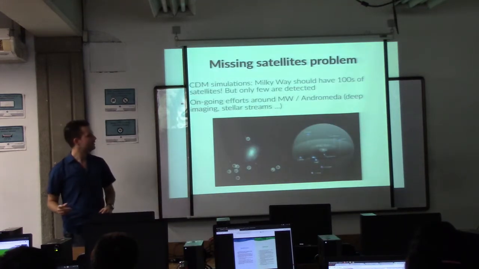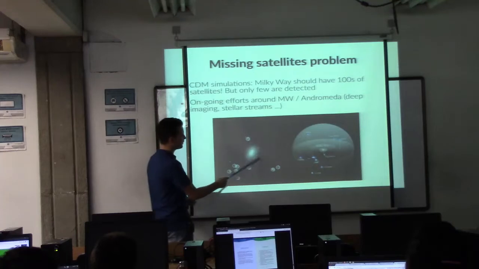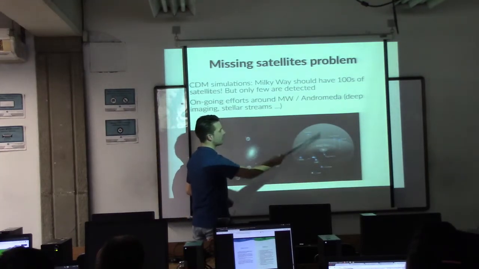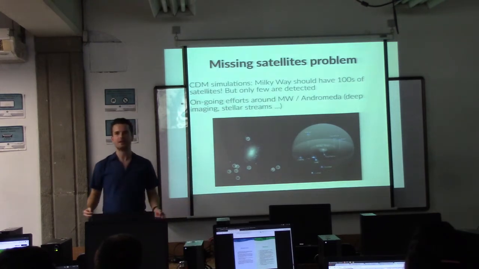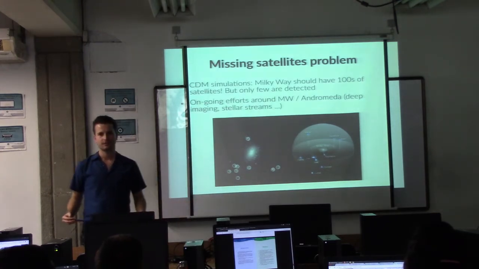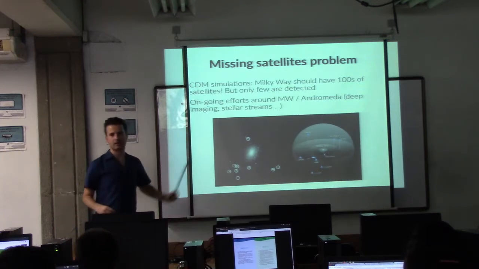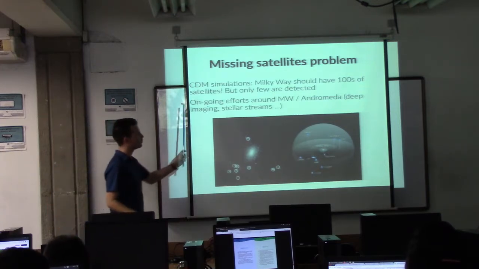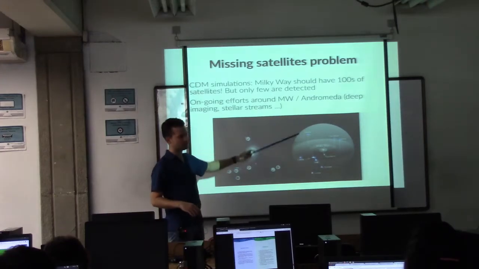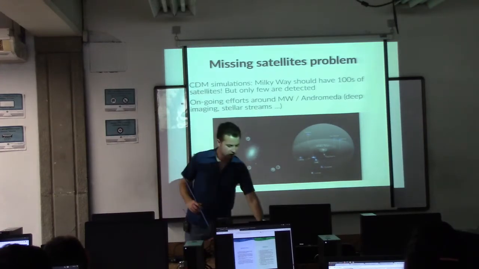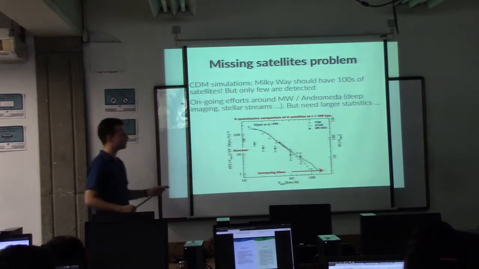Here is another snapshot from a different simulation. Here is an old plot of how many satellites of the Milky Way we know. Very few. There is a discrepancy by an order of magnitude here, and sure, people are trying to use deeper observations and are trying to find fainter and fainter satellites. But ultimately, this is where we still are.